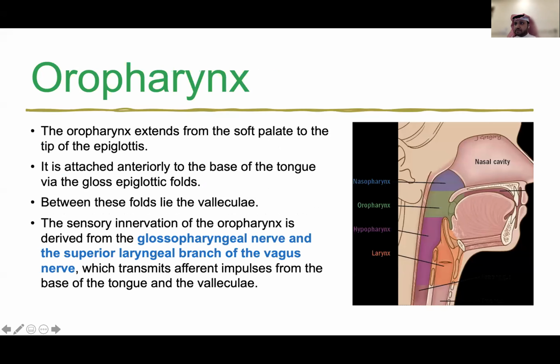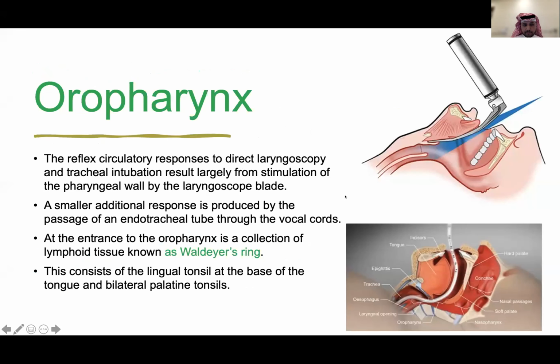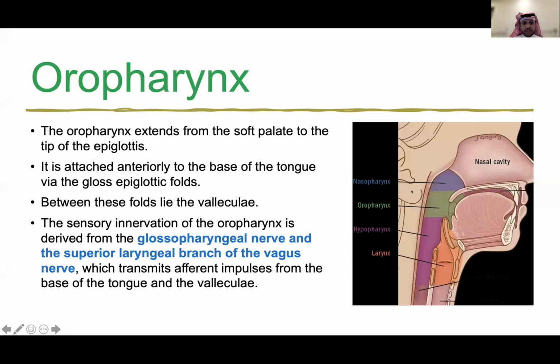Oropharynx. The oropharynx extends from the soft palate to the tip of the epiglottis. It's attached anteriorly to the base of the tongue.